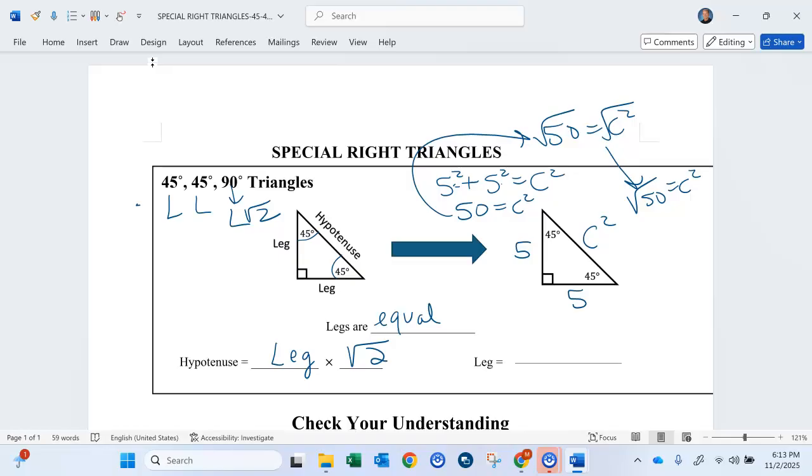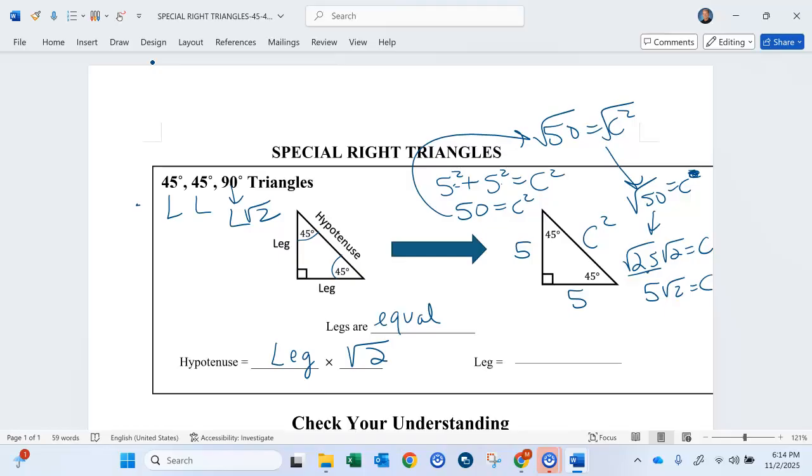Now, part of it is we have to simplify, okay? So that means we'd have to say that this is the same as square root of 25 times 2 equals c. And by the way, this is c, not c squared. Well, what is the square root of 25? Well, that is 5 times root 2 equals c. So you have to know that you can simplify this down to 5, okay? So that's what that means.